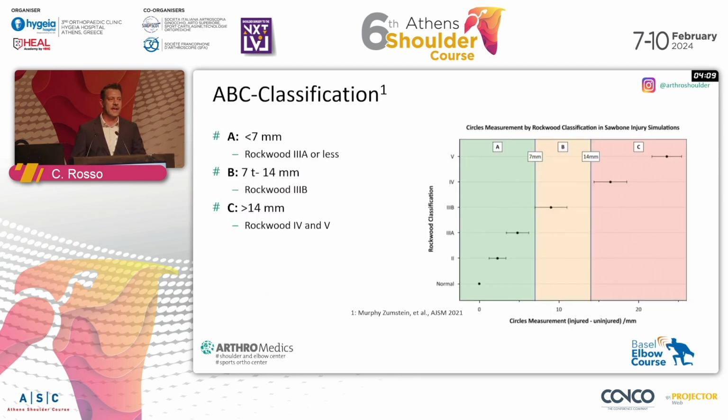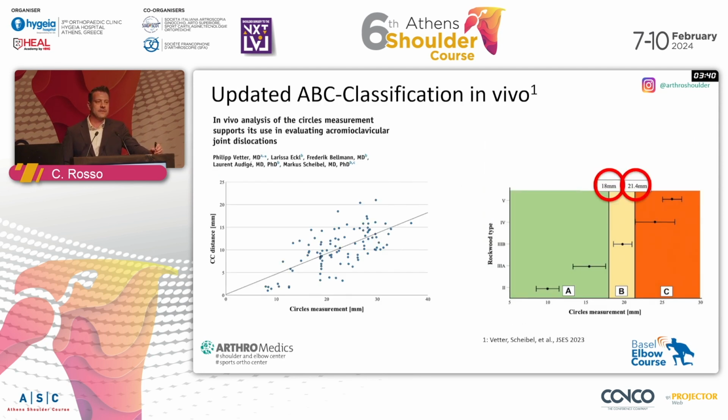So this is the ABC classification that Zumstein came up with in his cadaver workup. The A is under 7 millimeters, which is considered as Rockwood 3A and less, and 7 to 14 millimeters 3B, and over 14 millimeters Rockwood 4 and 5. But now there is an updated ABC classification where the thresholds are different, 18 and 21.4 millimeters. That was just published last year.